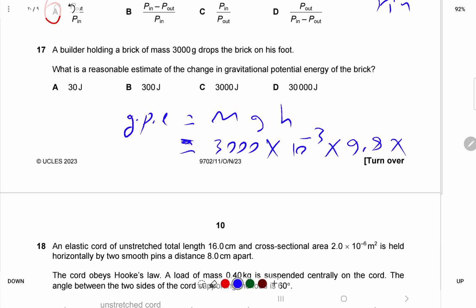the height. Let's estimate the height of the builder as, let's say, an average of 150 or 160 centimeters, of course times 10 to the power of negative 2 to convert it into meters. Now you can choose the closest answer, which is option A. Option A is the correct answer.